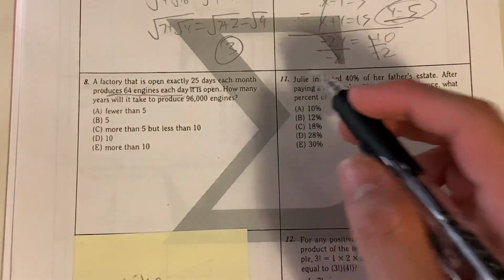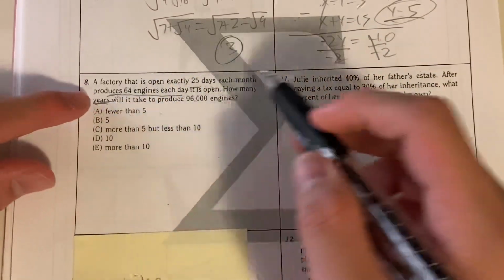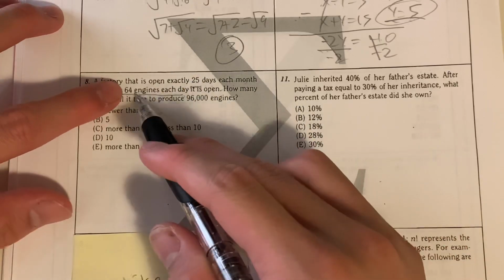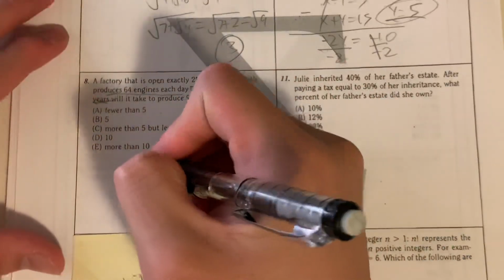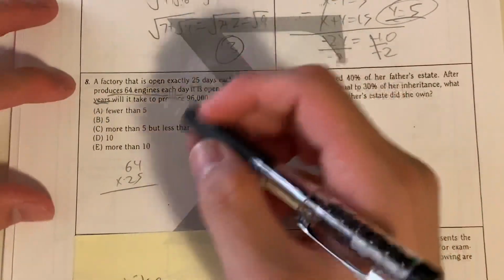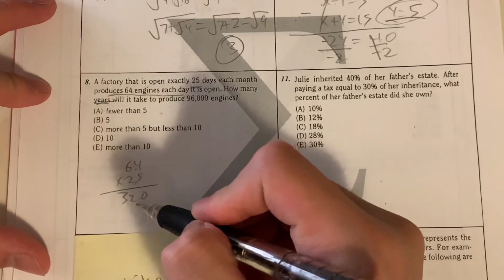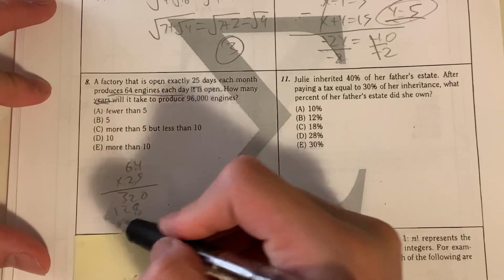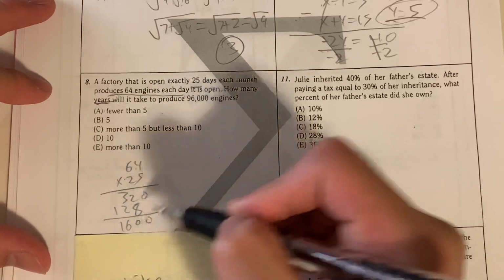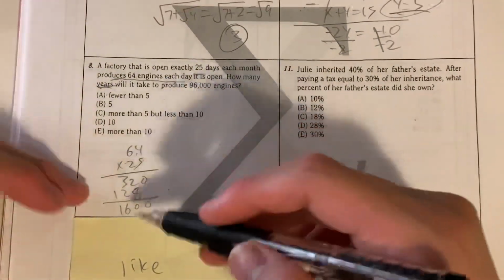Let's see how this works. So how many years will it take? We have to convert months to years after. So 25 days, each day making 64. 64 times 25. So each month the factory makes, let's multiply this real quick, 320, that's just 8, 12, so 1,600. Each month the factory makes 1,600 machines or 1,600 engines.